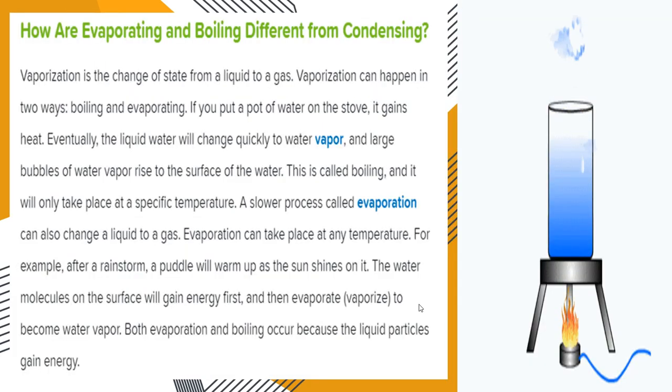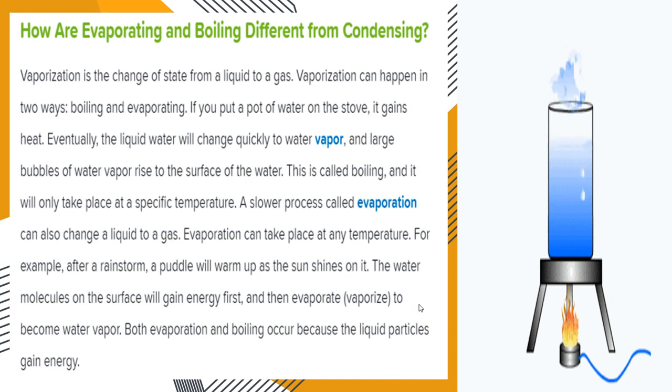So how are evaporating and boiling different from condensation or condensing? Evaporation is the change of state from a liquid to a gas. Evaporation can happen in two ways. You either boil it or it evaporates. If you put a pot of water on a stove, it's going to gain heat, but you've got to turn the stove on first, obviously. Eventually, the liquid water will change quickly to water vapor, and the large bubbles of water vapor rise to the surface of the water.